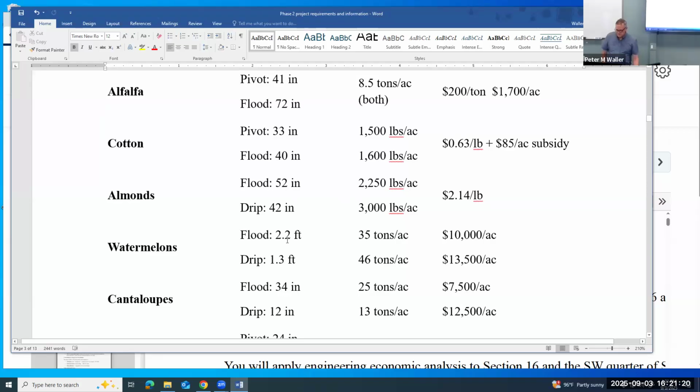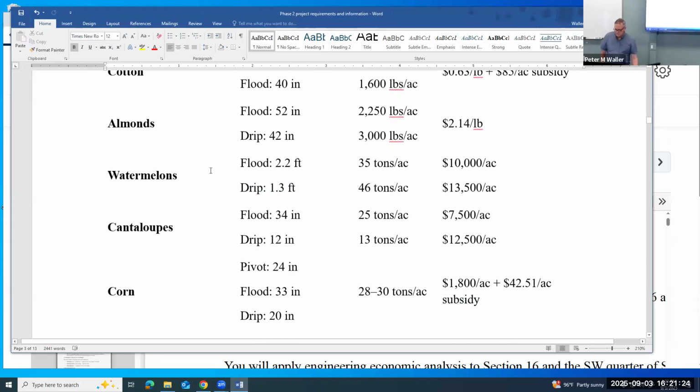So listing a depth of application for the different crops. Watermelons, $10,000 to $13,000 an acre on watermelons if you hit it right. But it takes a lot of skill. There's a lot of risk. There's a lot of things that can go wrong. I think it's mostly a winter crop. I'm not sure, but it hardly uses any water. 2.2 feet on flood, 1.3 feet on drip.